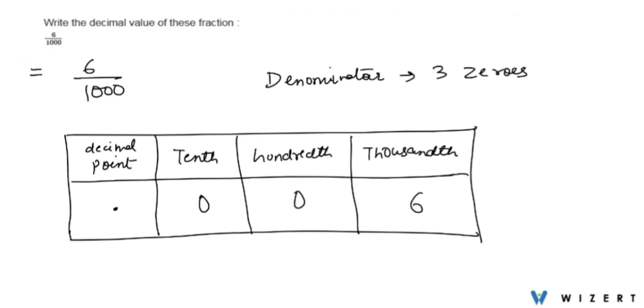So in this way we convert 6 by 1000 this fraction into decimal. We can write it as 0.006. So this is our answer.